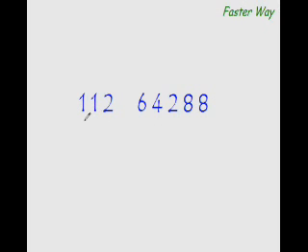So 11 how many times will go into 64? 11 6 times is 66, but that would be more than this. So 11 5 times is 55 and the remainder is 9. So the new dividend would be 92 minus 2 times 5, that is 10. So 92 minus 10 is 82.